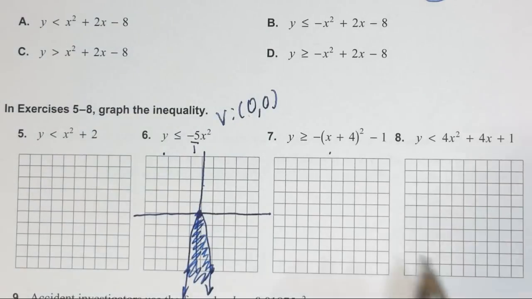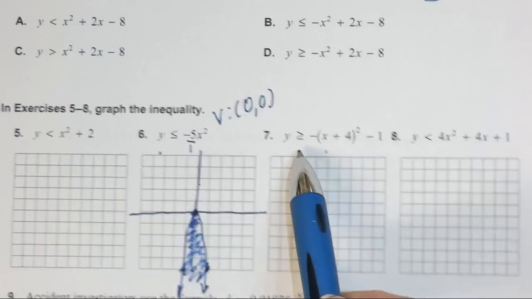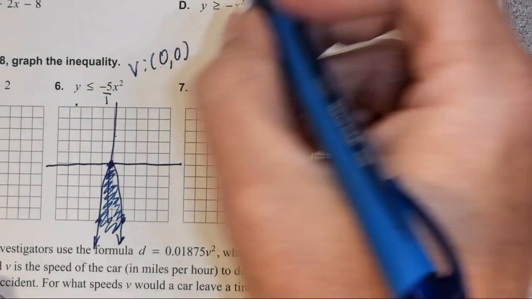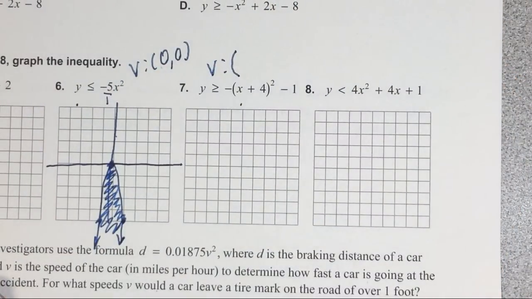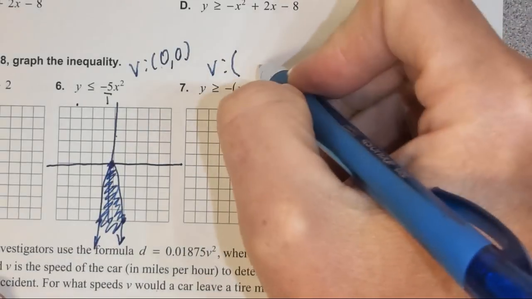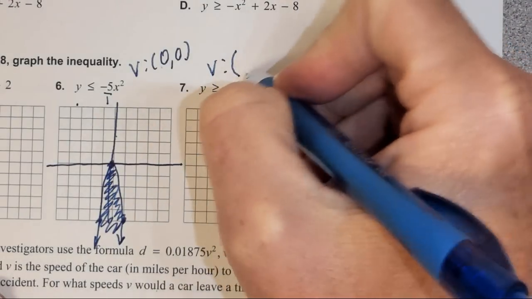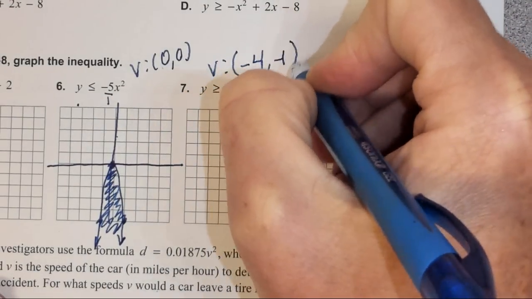So now let's graph this next one. First we're going to find the vertex. What's the vertex going to be, Jake? -4, -1. Good.